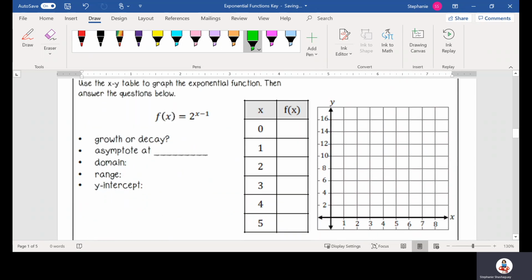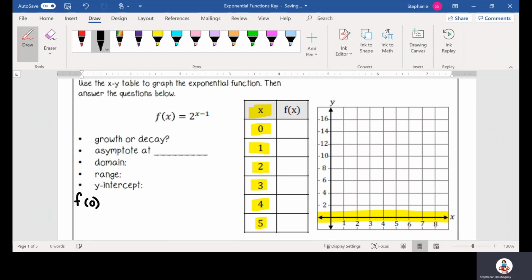All right, one more example to get through today. It says use the xy table to graph the exponential function, then answer the questions below. So we have f of x is equal to 2 to the x minus 1. Is this growth or decay? Well, just like we did before with our tables, we're going to have to do that again with our exponential functions. So we're going to plug in this x value to find our y value, to find our output.